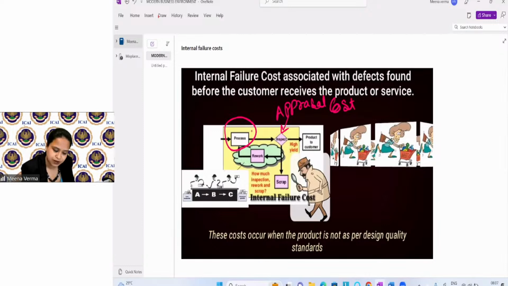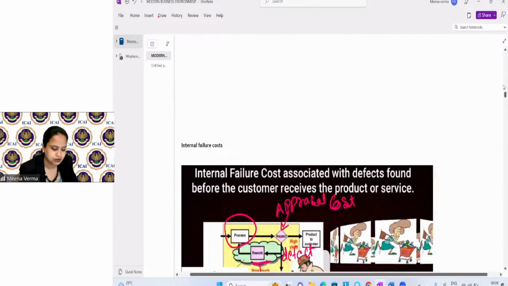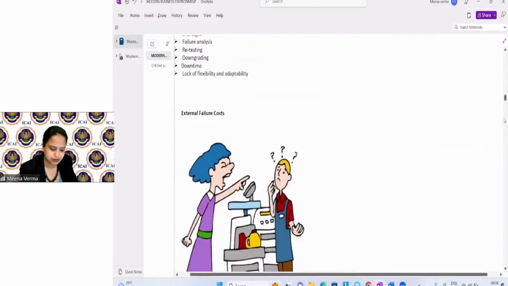If during inspection you find any defect, what will happen? Rework. You will do the rework. So this rework is internal failure cost, right? So when you are doing the rework, it will be internal failure cost, right? Okay. I hope it is all clear. If you still have any doubt, you can ask me, right?